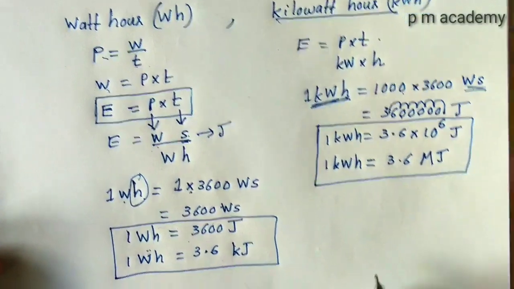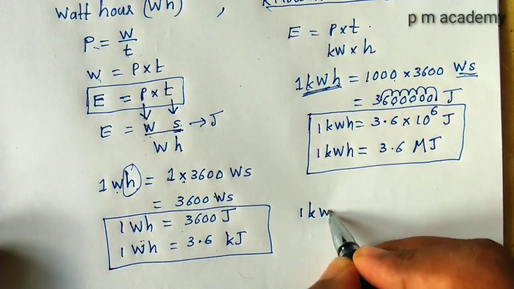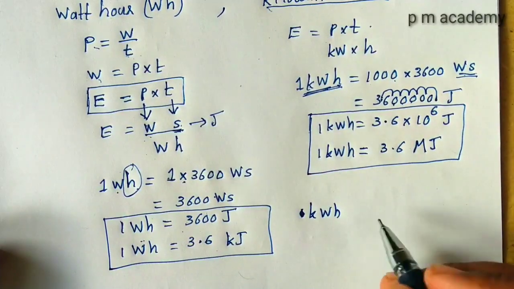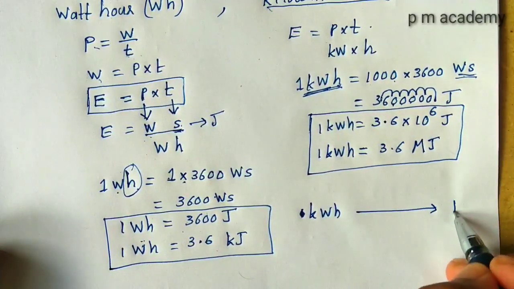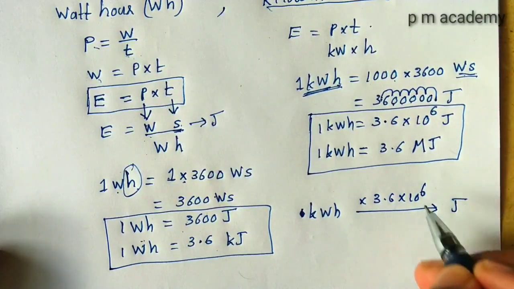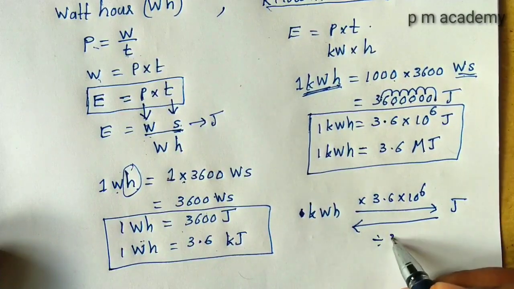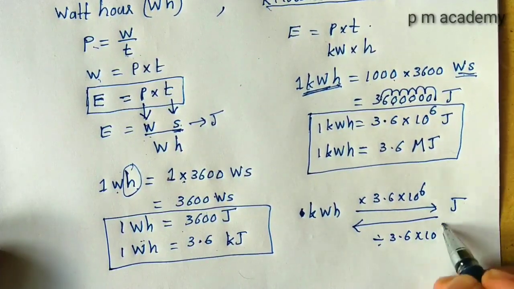Also, you have to remember one more important point. To convert kilowatt hour to joule, you have to multiply with 3.6 into 10 raised to 6. To convert joule to kilowatt hour, you have to divide by 3.6 into 10 raised to 6.